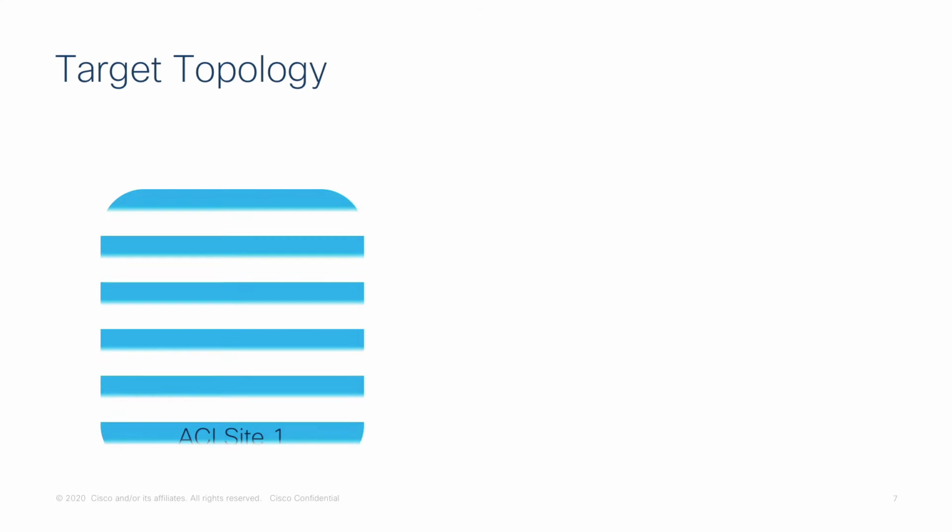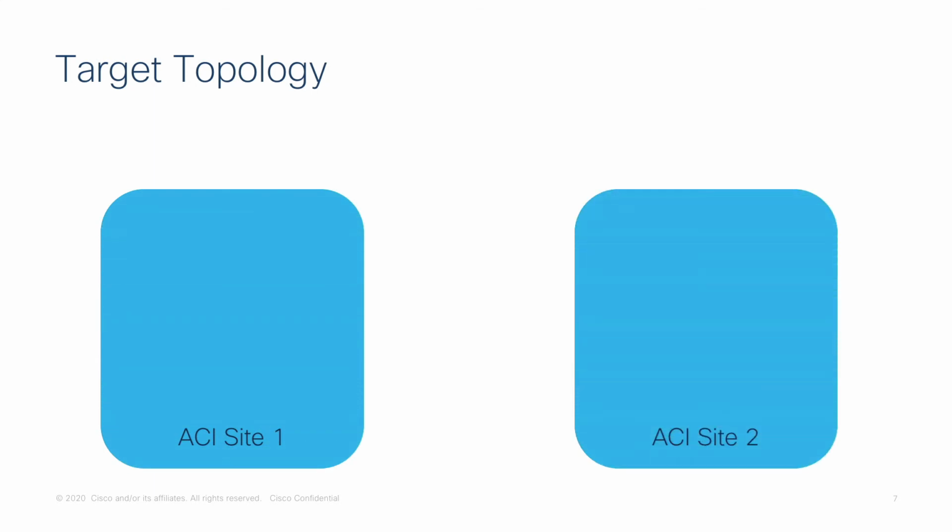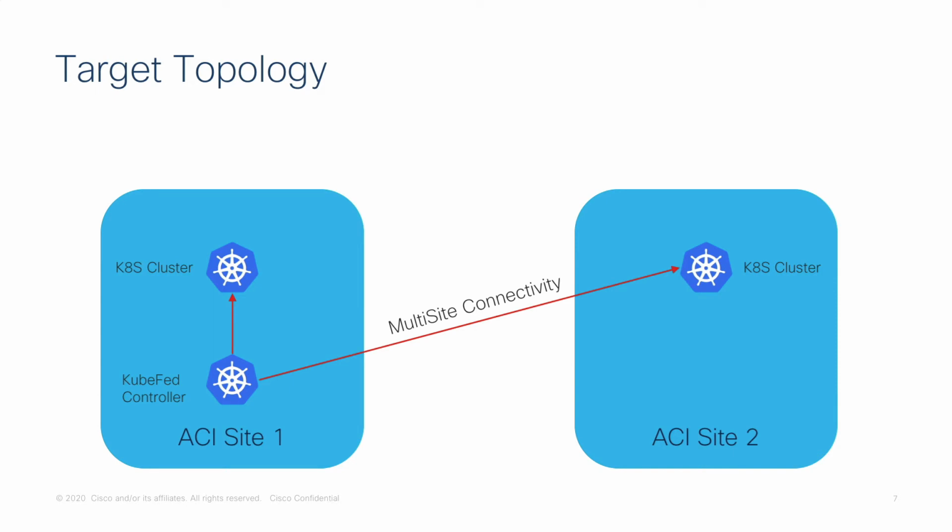Our topology is going to be pretty simple. We're going to have two ACI Fabric called Site 1 and Site 2. Inside these two ACI Fabric, we have two Kubernetes clusters already up and running that are going to handle our workload. And then in Site 1, we also have a Kube Federation control cluster. This cluster will be the one that needs to talk with the Kube APIs of the cluster in Site 1, as well as the cluster in Site 2. And we're going to use multi-site to stretch connectivity across site for this communication.